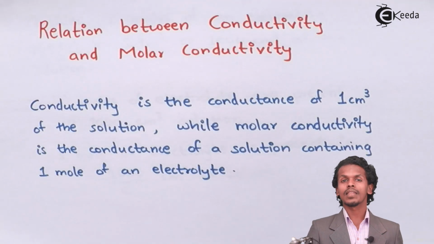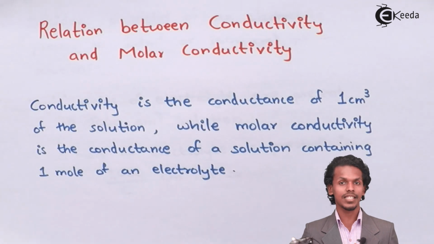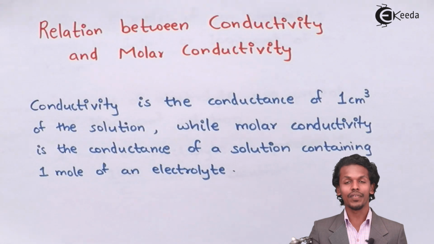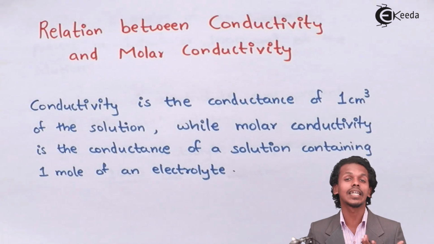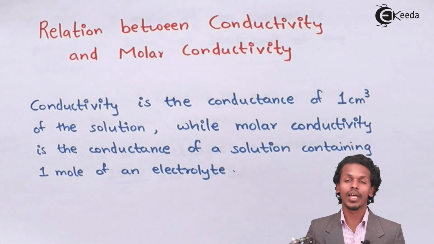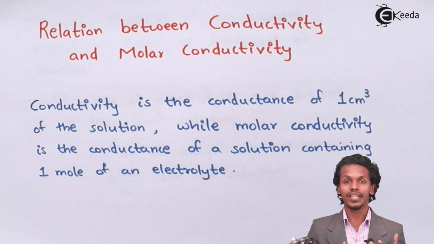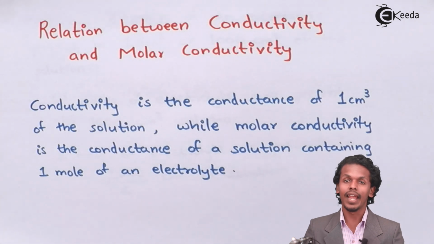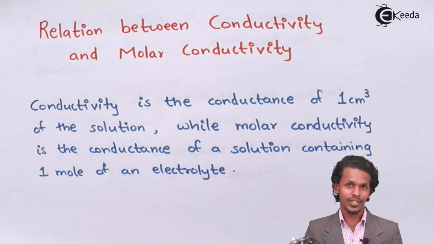Before going ahead, let me tell you that conductivity is the conductance for a 1 cm cube of a solution, while the molar conductivity, as the name suggests, is the conductivity of a 1 molar solution, or a solution which consists of 1 mole of the electrolyte. So let us see in very deep detail, and we are going to relate these two terms with each other.